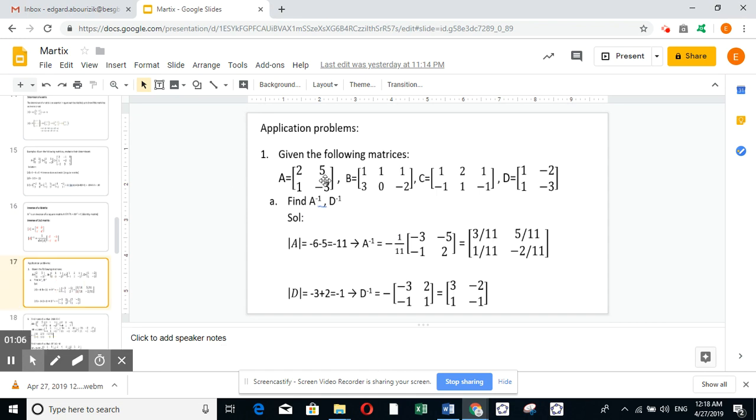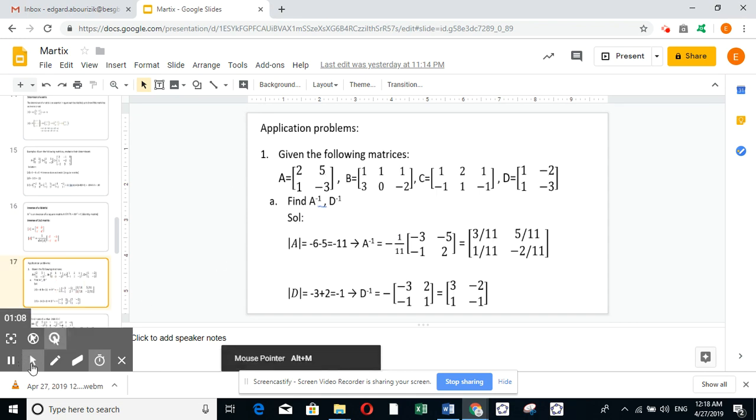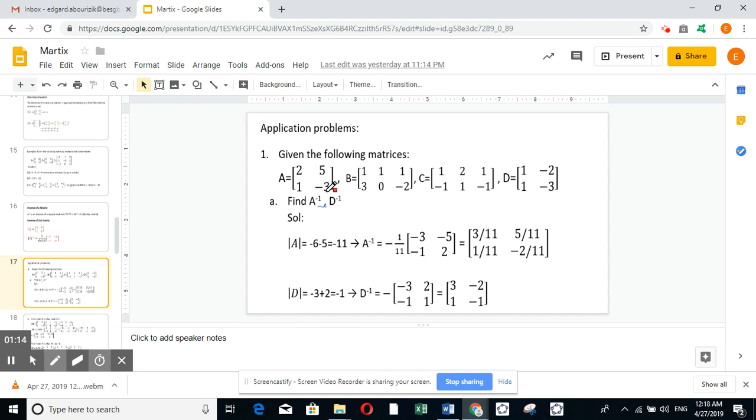Okay, so let us take an example. I want to find A inverse and D inverse. This is an application problem. First of all, I find the determinant of A. So minus 6 minus 5 is minus 11. So A inverse will be 1 over minus 11. I switch to get minus 3 and 2, and here I put the opposite sign on the second diagonal. Then I multiply every entry by minus 1 over 11. So I get this one.